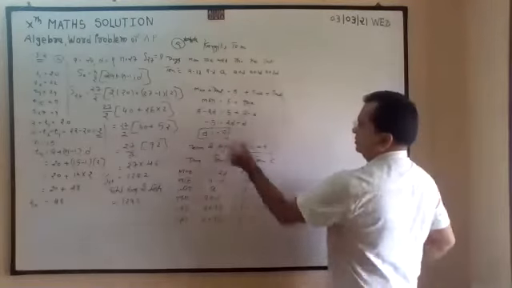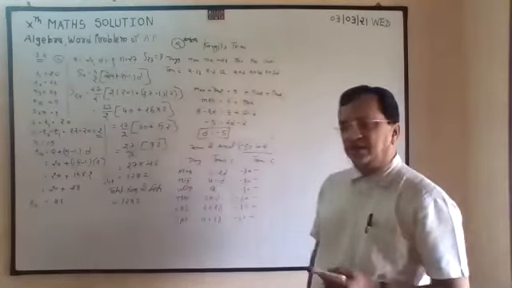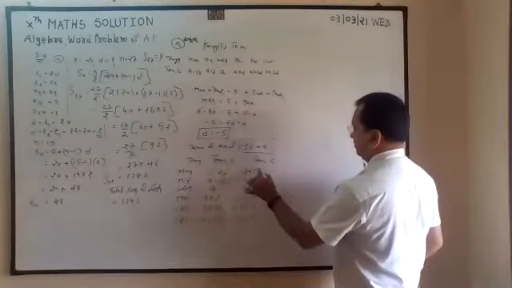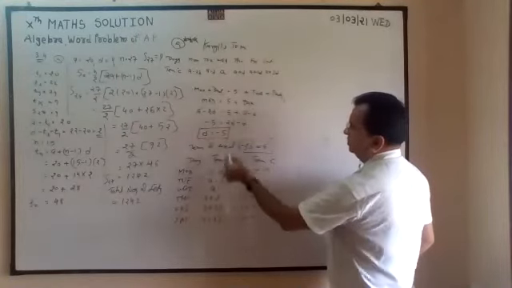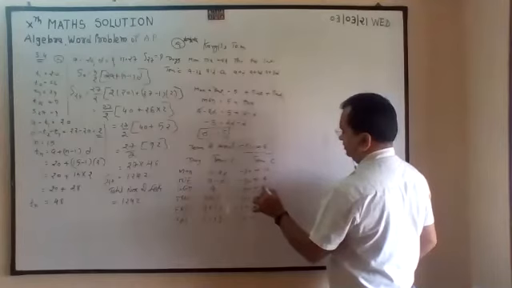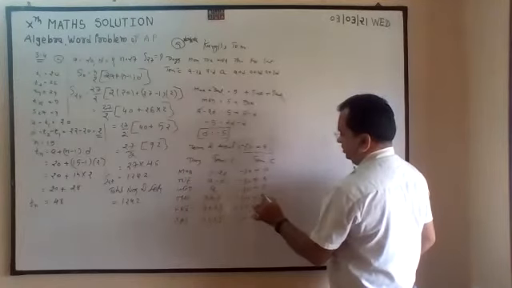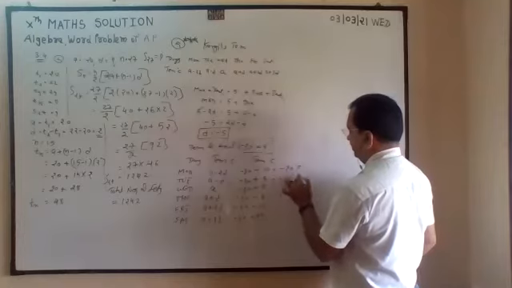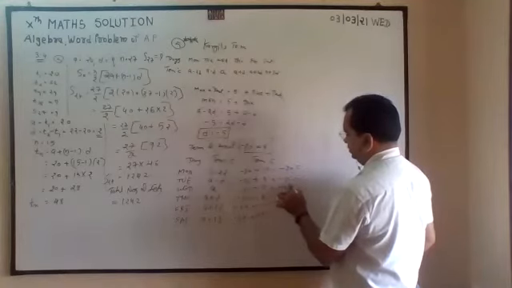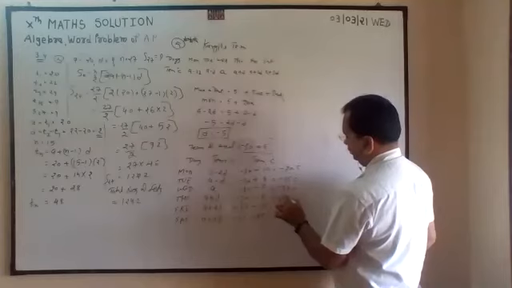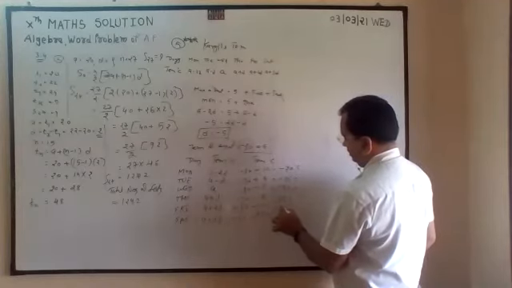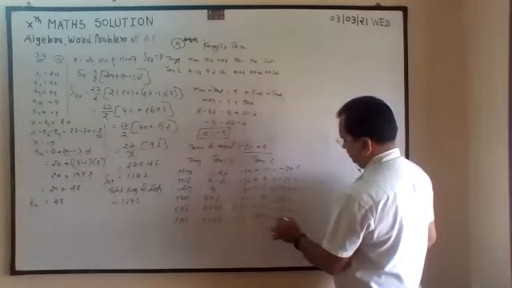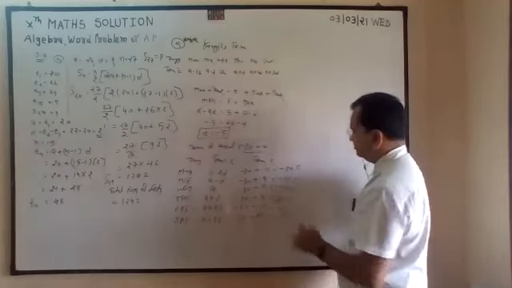Minus 2D, D is minus 5, so minus 2D is plus 10. Minus minus plus 5. Here nothing. Minus 5, minus 10, minus 20. So this will be minus 20, minus 25 degrees centigrade, minus 30 degrees centigrade, minus 35 degrees centigrade, minus 40 degrees centigrade, minus 50 degrees centigrade.